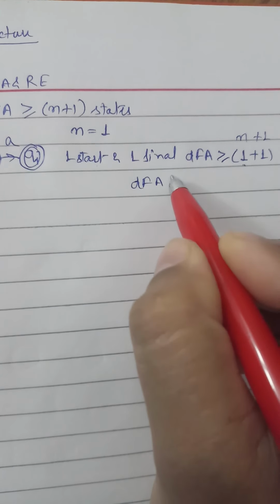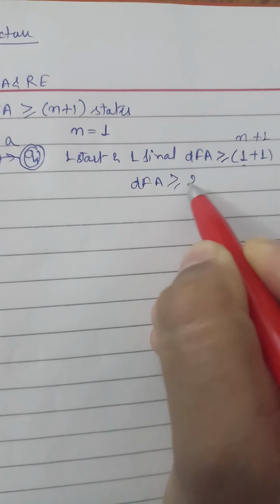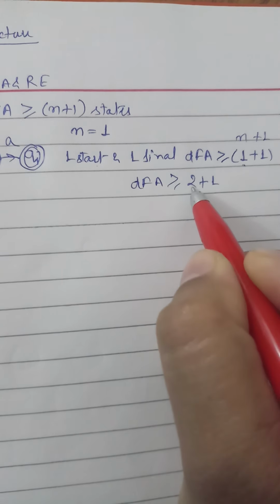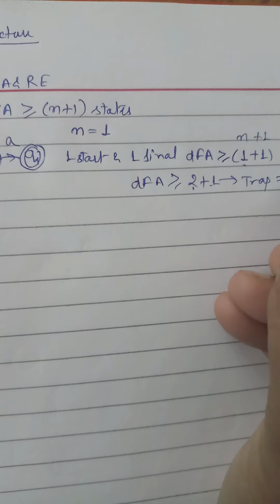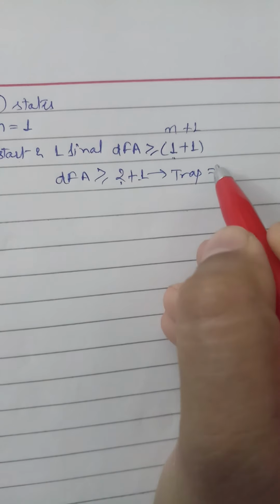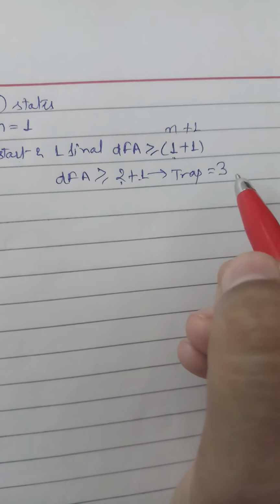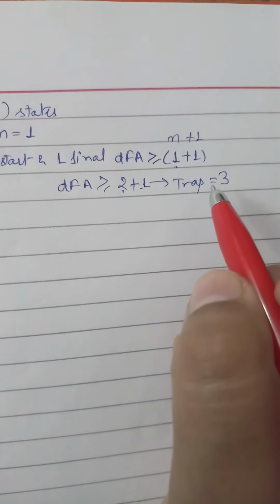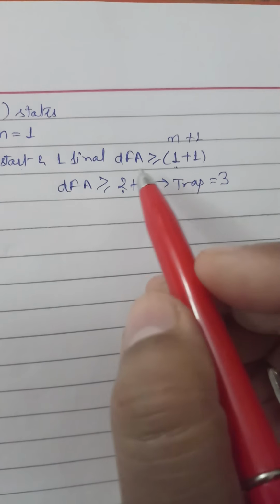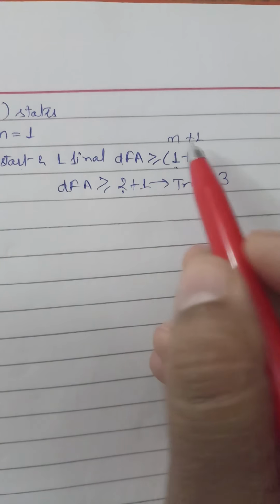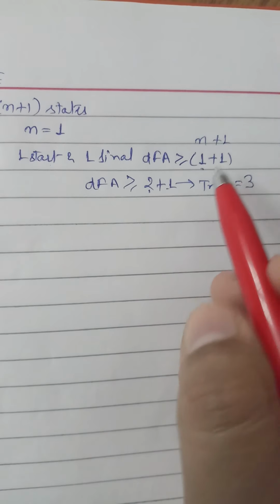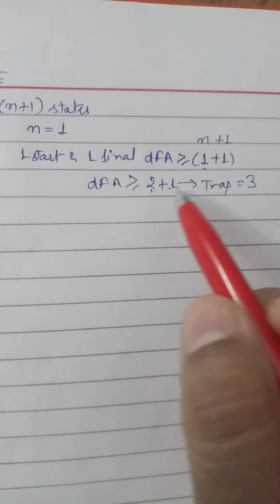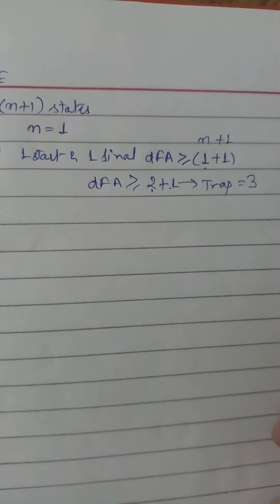Why? One more state is also required, that is called trap state. So total, how many states does the DFA have? The DFA has 3 states. So definitely DFA is always greater than or equal to n plus 1, because here n is 1. This proves it.